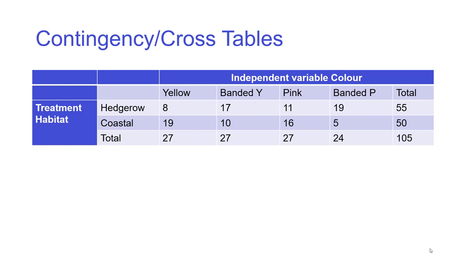So 55 were found in hedgerow, 50 were found on the coast. You have 27 yellow, 27 banded yellow, 27 pink, and 24 banded pink. So you can sum the columns and the rows to give the total number of each of the different colours and the total number in each of the different habitats.